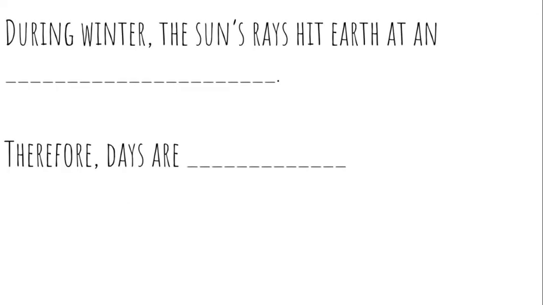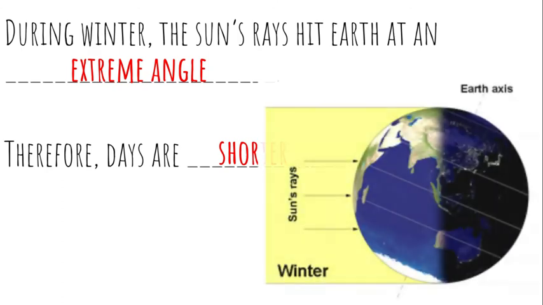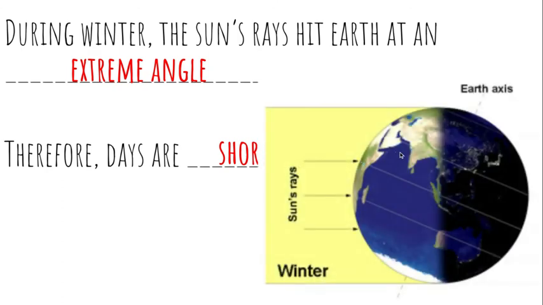During winter, the sun's rays hit Earth at an extreme angle. Therefore, days are shorter. If you look at this graphic, here's the northern hemisphere. The sun's rays are still coming in straight, but instead of hitting directly at the northern hemisphere, it's hitting at an angle. Therefore, our days are shorter. You might be noticing this already. It gets darker sooner, and it stays darker longer in the morning, as opposed to when it was summer.